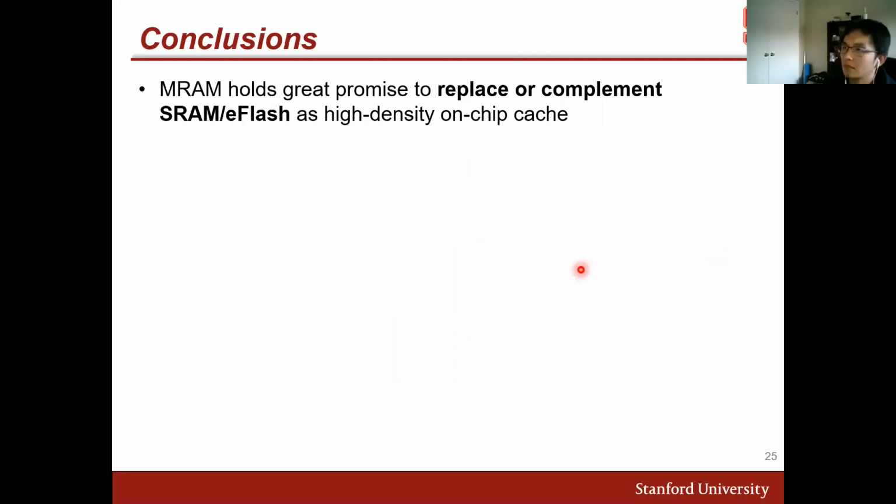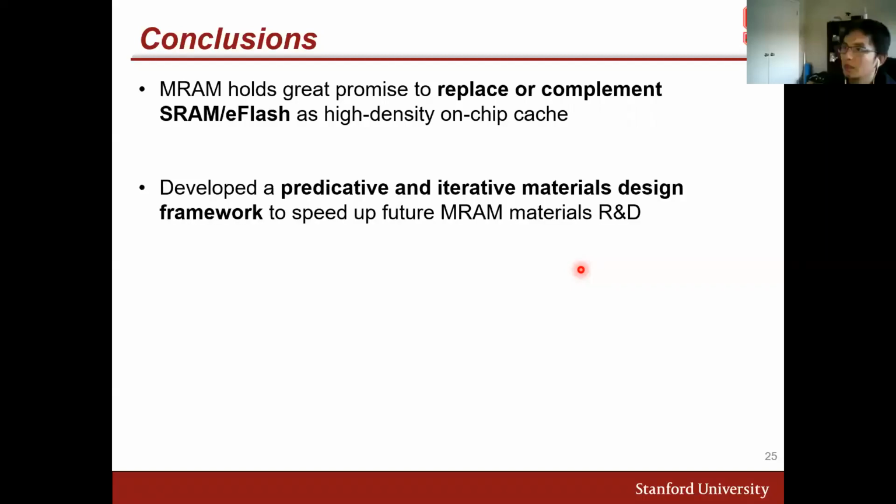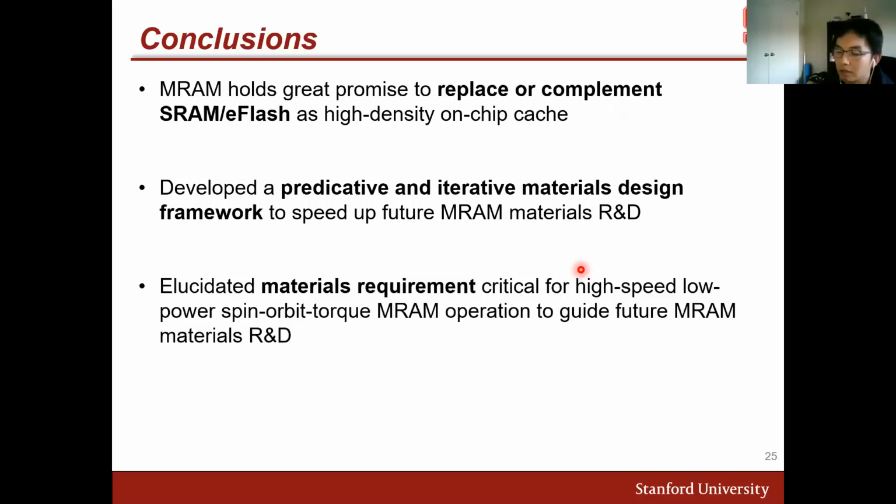So I just want to conclude here. I first discussed why MRAM has some great promise for high density on-chip cache, and then I discussed briefly how to propose a predictive and iterative materials design framework in the context of voltage control MRAM. And lastly, I introduced this SOT-MRAM model that can tell us what kind of materials, what spin Hall conductivity and sheet resistance are needed to enable high-speed, low-power operation.